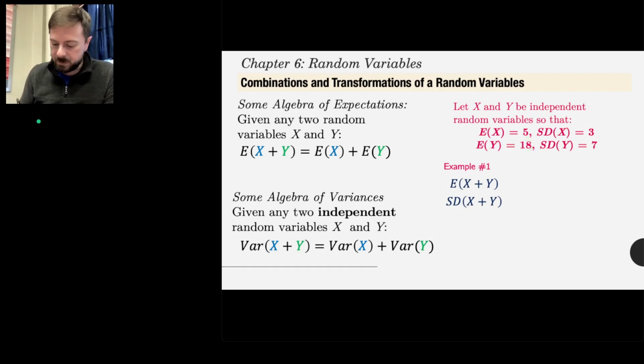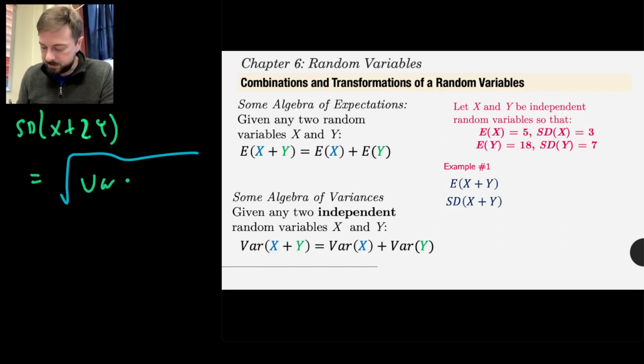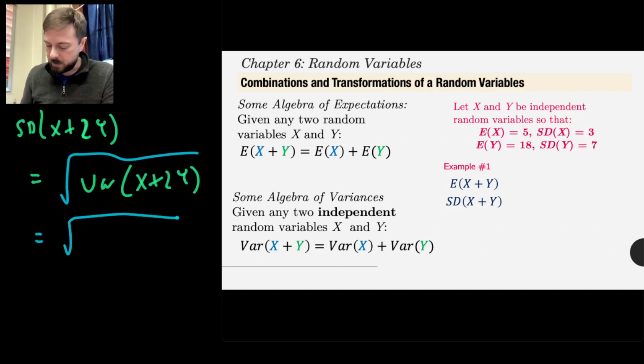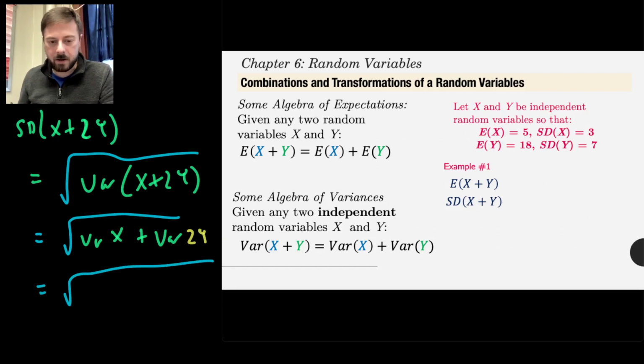Well, let's do the same thing with the standard deviation. What's the standard deviation of x plus 2y? To get that, let's do the square root of the variance of x plus 2y. That will equal the square root of the variance of x plus the variance of 2y. All right, with me? The variance of x is easy. That's the square root of 3 squared, which is 9, plus the variance of 2y.